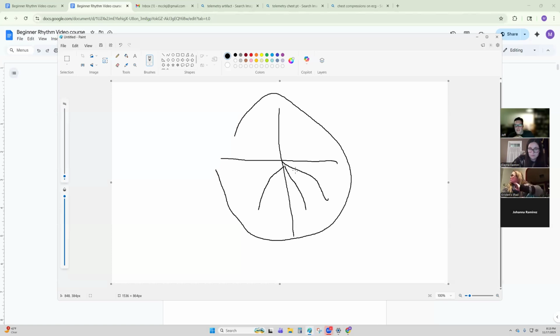Like, so for instance, this posterior left, instead of going down the normal pathway, it's just going to go around that blockage and then get in the normal route, right? So a normal QRS complex is between 0.06 to 0.12.